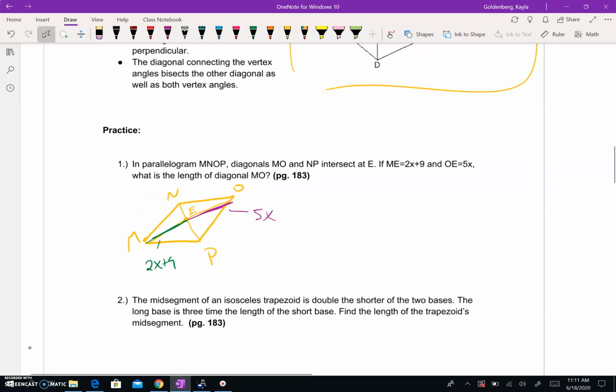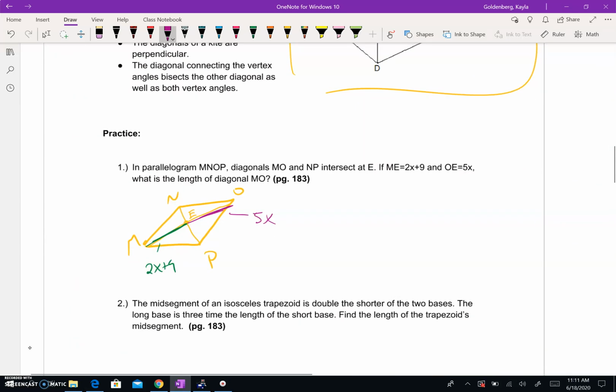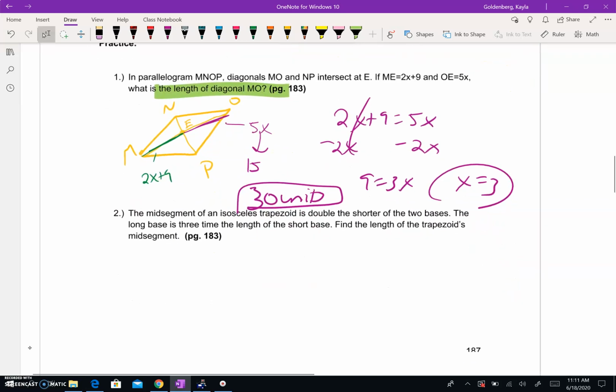So this is bringing up, if we go back to the previous page, the parallelogram property that the diagonals bisect each other and cut each other in half. So we could assume that 2x plus 9 is equal to 5x. If we solve that algebraically, we get 9 is equal to 3x, which means x is 3. However, double check what they asked us. They want the length of the diagonal. If x is 3, that is 15. So the whole diagonal is going to be 30 units, whatever kind of units they're using. And I'm just doubling that because I know that the diagonal is cut in half. If you plug in 3 into the green chunk, you should also get 15.